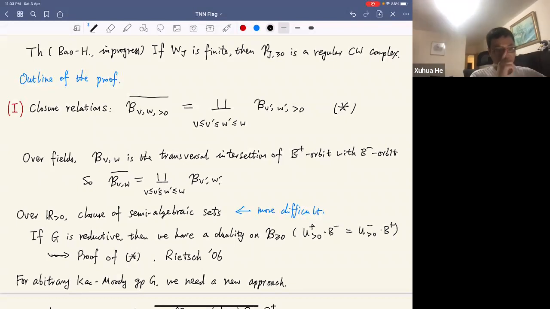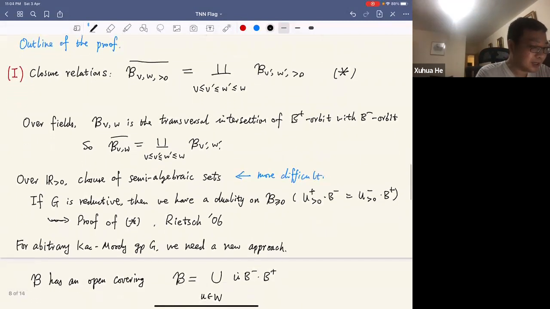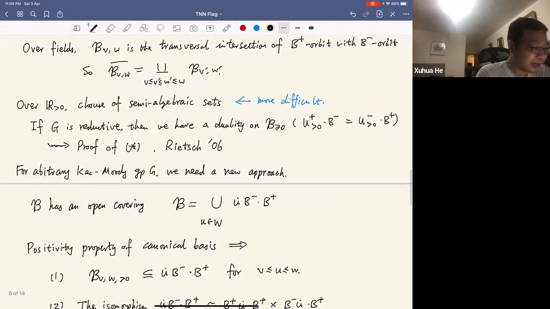Once we have this duality, a lot of the arguments become much easier to understand. But unfortunately, for an arbitrary Kac-Moody group, we don't have this duality. So we need a new approach in order to understand this closure relation.